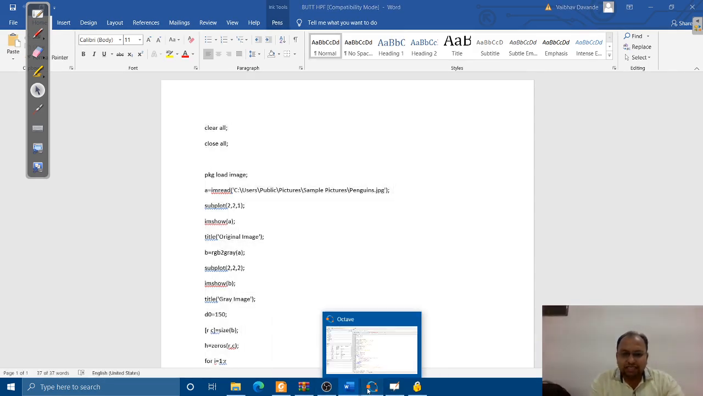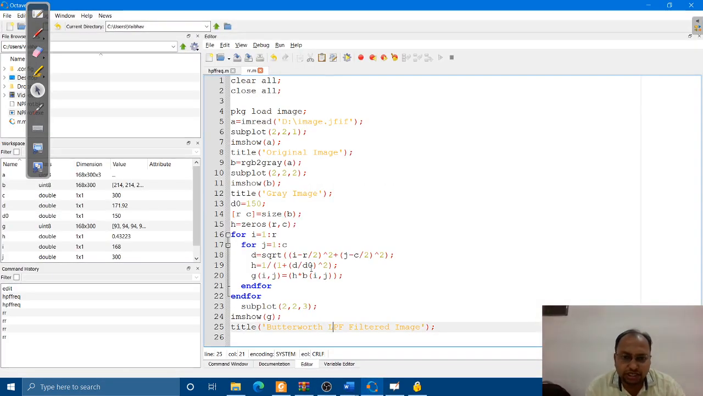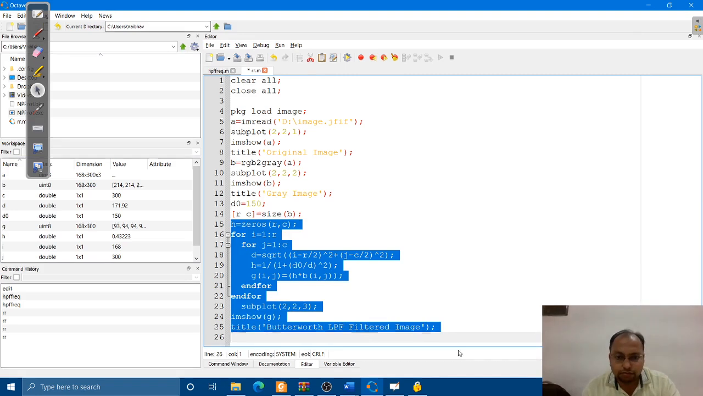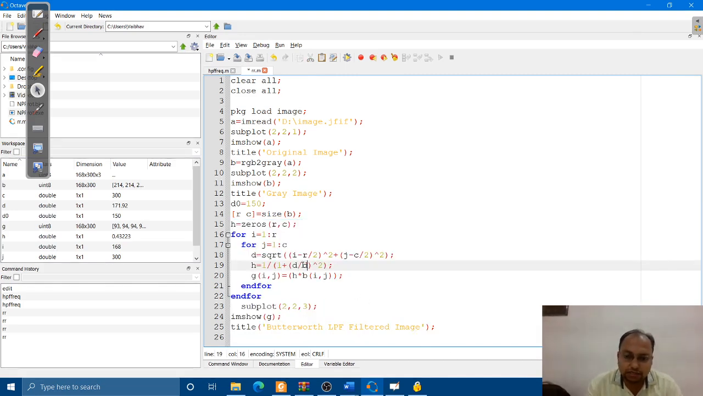What are the changes? We only need to change D to D naught and D naught to D. That is the only change. Let us do it over here itself. Instead of going for this, let us copy and do this. Let it be as it is so that we can check out the differences.